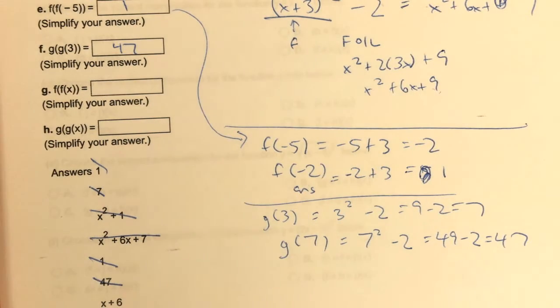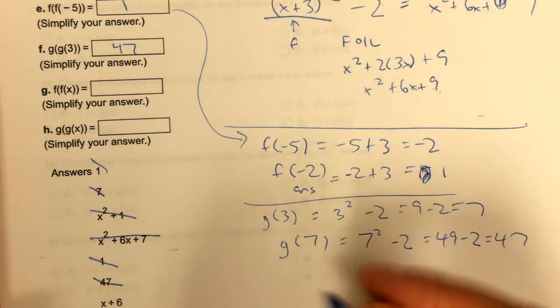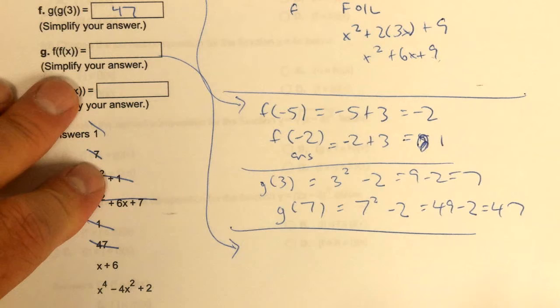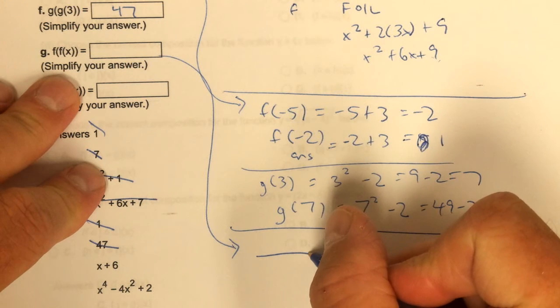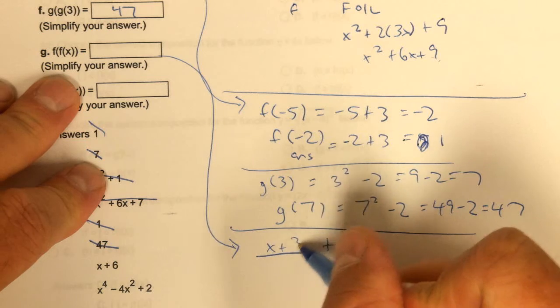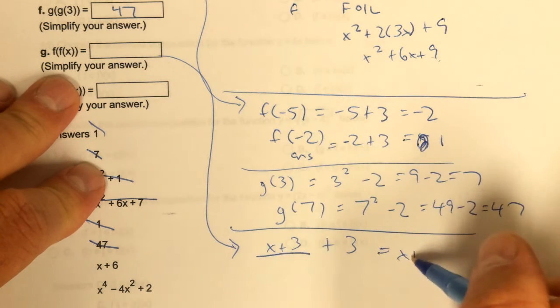Okay, now you're doing f of f of x. So for that one, you start writing the f function, so it's something plus 3, and then you got to put x plus 3 in here. So you end up with x plus 6.